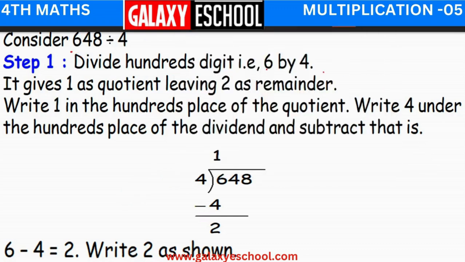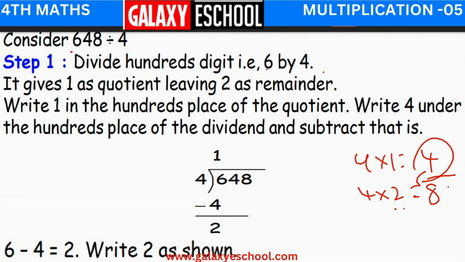Now 6 divided by 4. If you look at the 4th table, we have 4 ones are 4 and 4 twos are 8. There is no factor for 6 in the 4th table. So we'll go with what? We'll go with the lesser number, that is 4. We do not have 6 in the 4th table, so we are going for the lesser number 4.